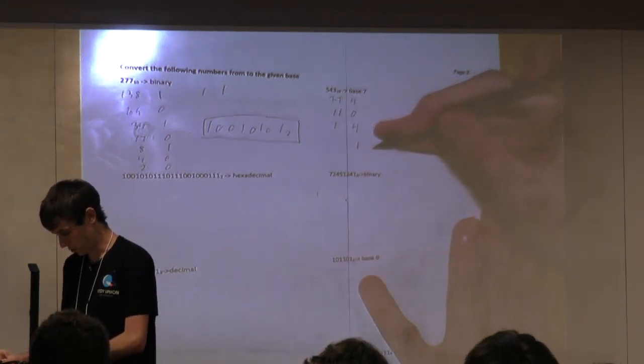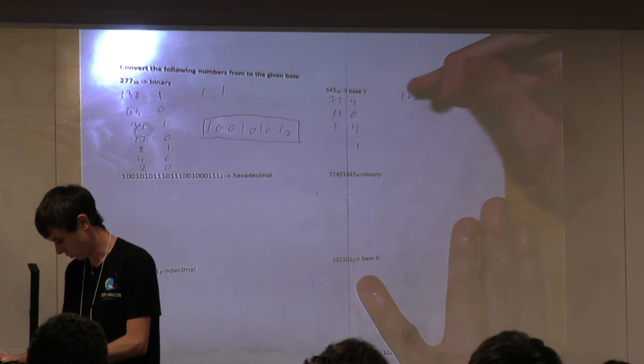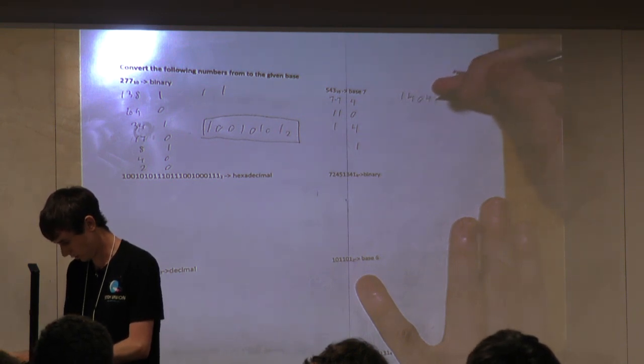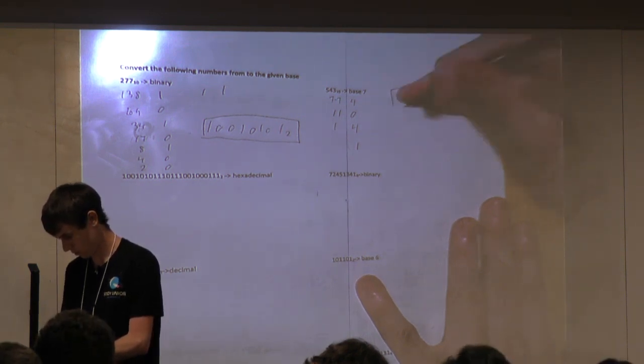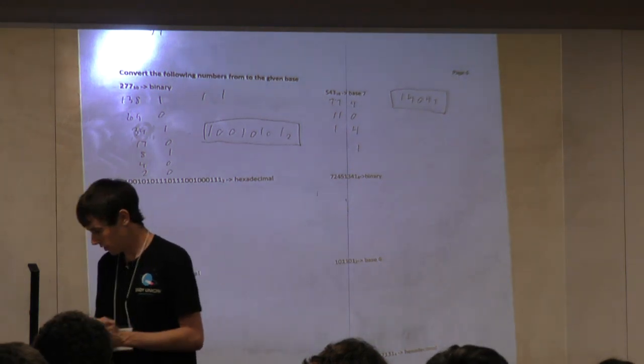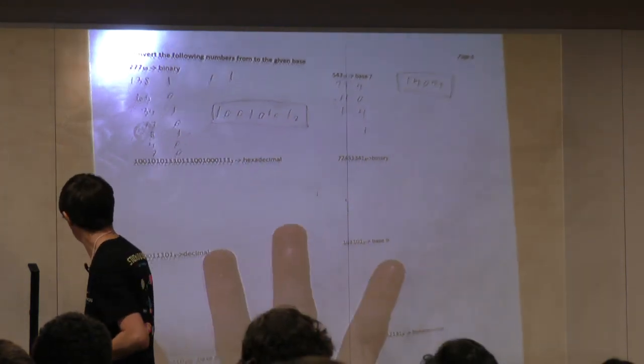So now we'll do the same thing. We'll string these up backwards, and we'll have 1, 4, 0, 4, base 7. Relatively fast, right? Not too painful. And then it gets painful.